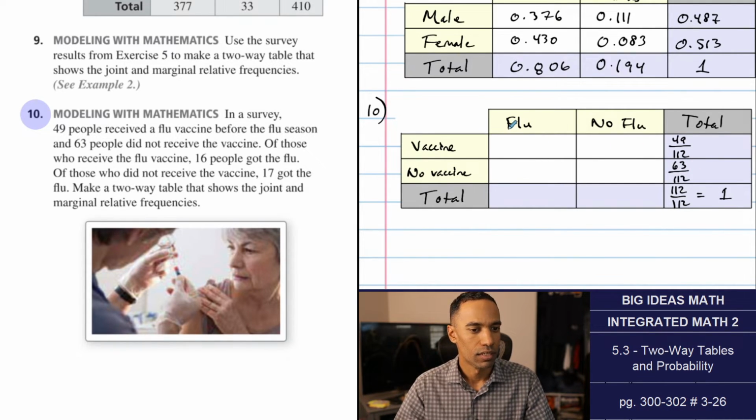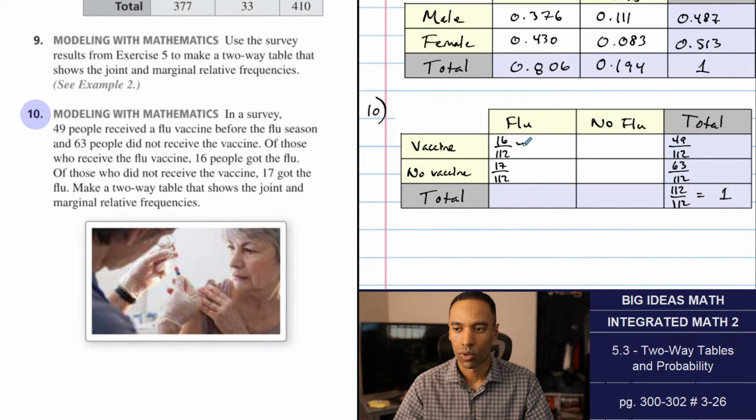Now, they said, of those who did receive the flu vaccine, 16 got the flu. So 16 out of the 112 got the flu. 17 out of the 112 got the flu in this set. And we can come up with the rest. So we're going to do division, obviously, on those ones. We can even come up with some totals now. 16 plus 17 is 33. So 33 people in total got the flu out of 112, vaccine or not.